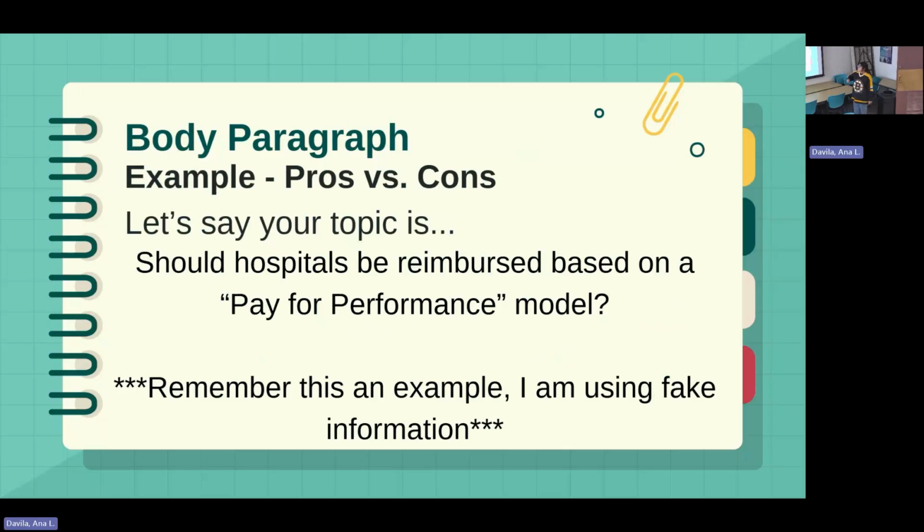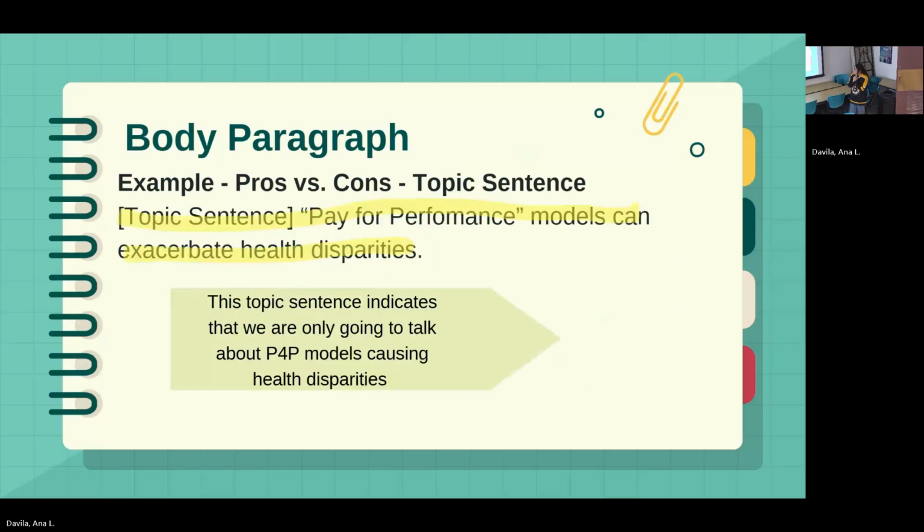Okay, so we're going to make an example here, but remember, this is an example, and I use fake information. Let's say your topic is, should hospitals be reimbursed based on a pay for performance model? Our topic sentence: pay for performance models can exacerbate health disparities. This topic sentence indicates that I'm only going to talk about health disparities, and not about whether they're efficient or monetarily great. I'm just going to talk about health disparities.